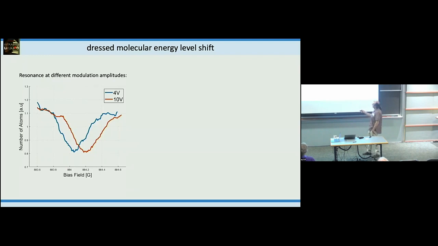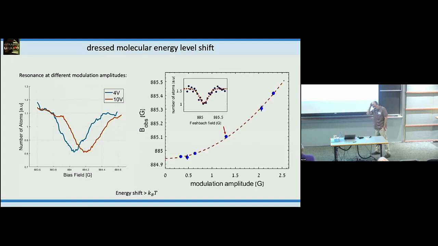Now if we increase the strength of the modulation, we see that the position of this minimum shifts. The shift of this position can be quantitatively measured to see if our first criterion can be satisfied, if we can make a strong enough pulse in order to shift this energy level more than the temperature of the system. This is the measurement of our system, and it shows the energy level shift as a function of the modulation amplitude. Essentially what we can say from this measurement is that the shift is much larger than the temperature of the system. So the first criterion to see this oscillation is satisfied.